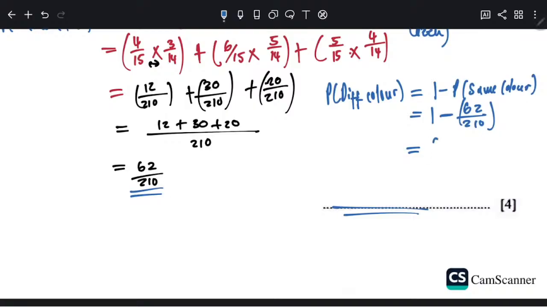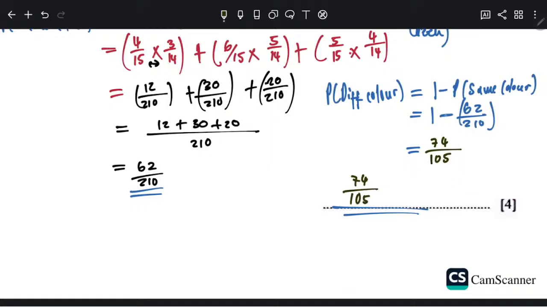It is 70. It is what? Over 105. Okay, 74 divided by 105.